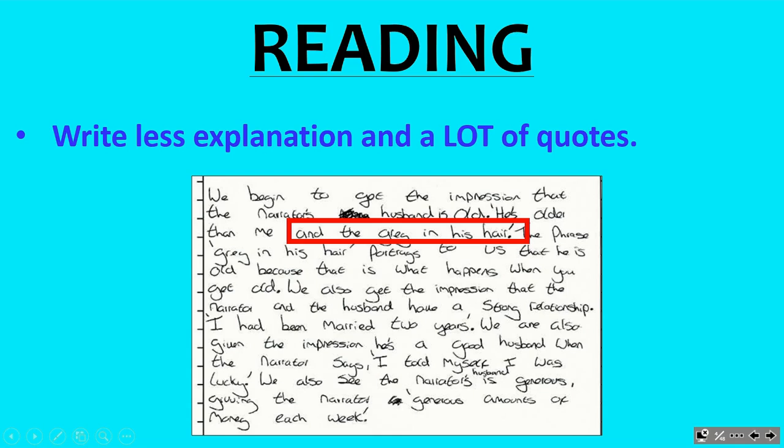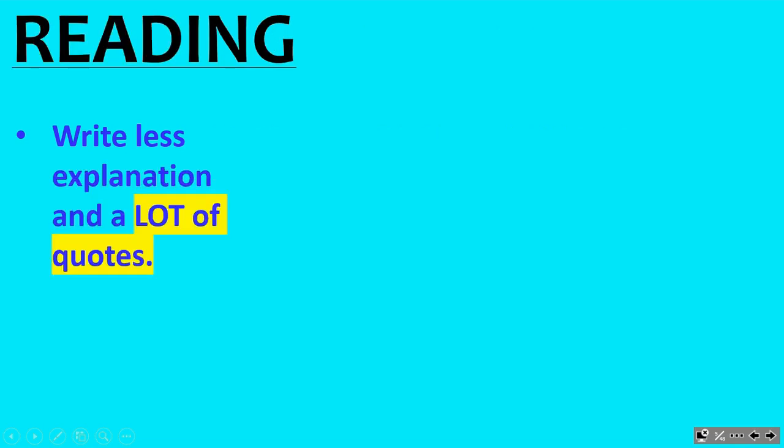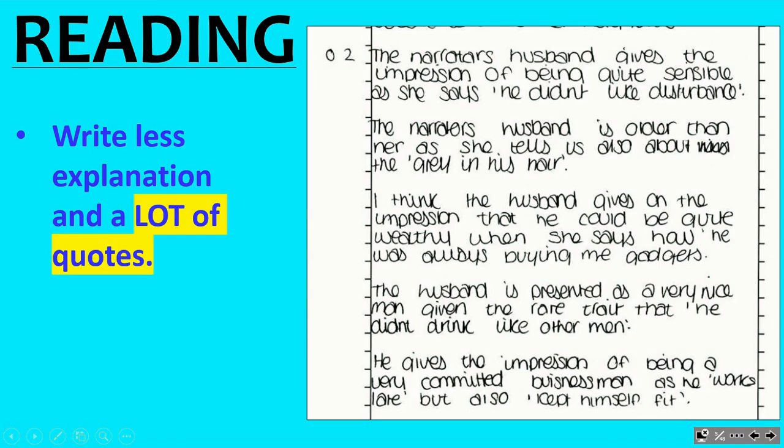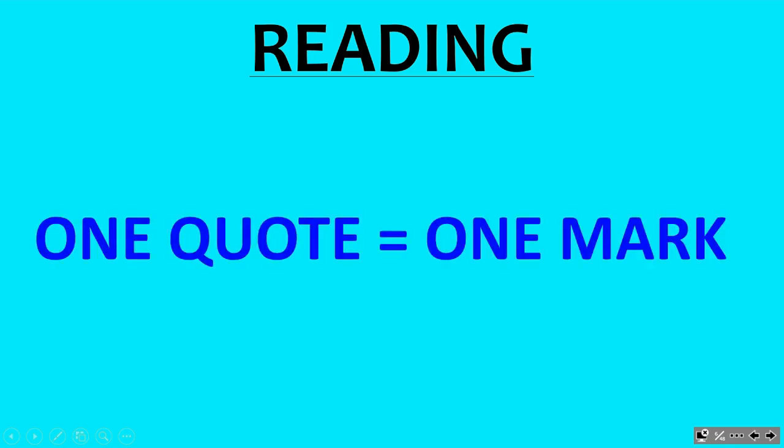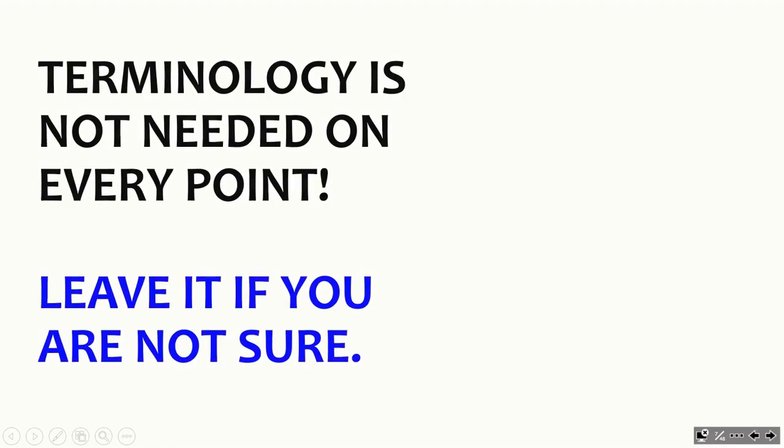So if you only talk about one quote, you can probably only get 1 out of 5 or 1 out of 10. Well, if you do what this person does, where you've got shorter explanations with a lot of quotes, you can get a sort of 5 out of 10. So the trick is pick out a quote and then in 1 or 2 sentences say why the writer has used that quote. So again, like I said, one quote equals 1 mark.